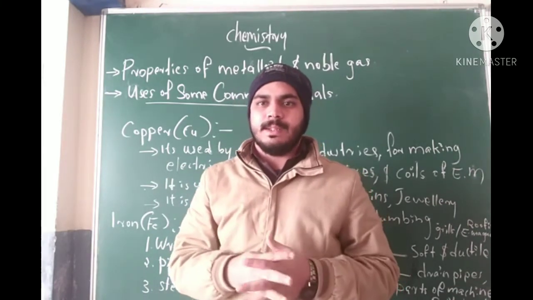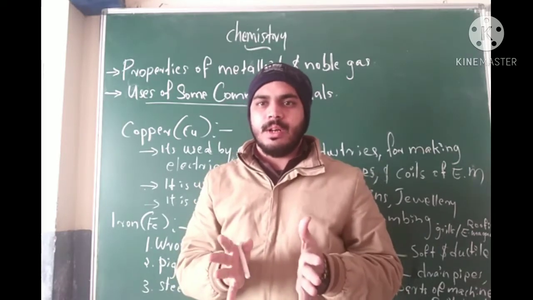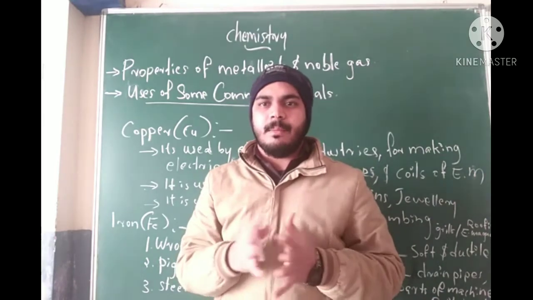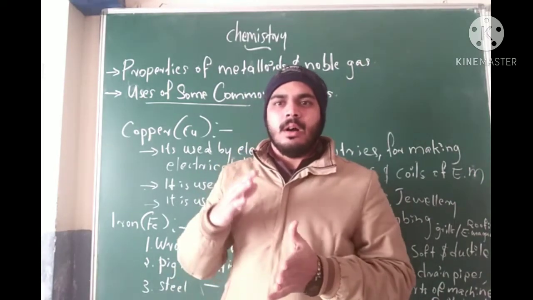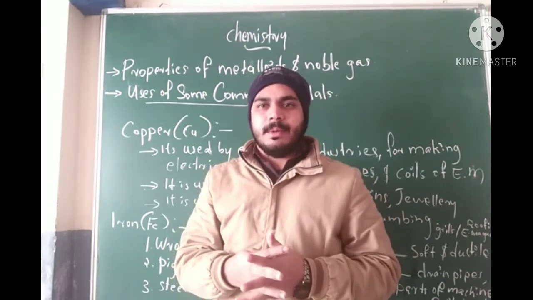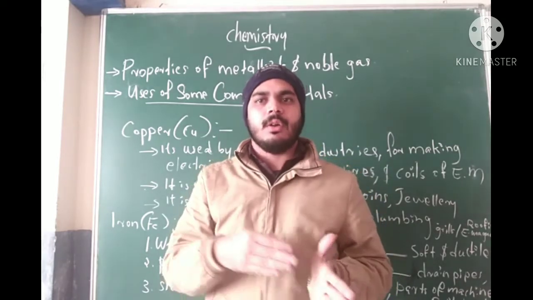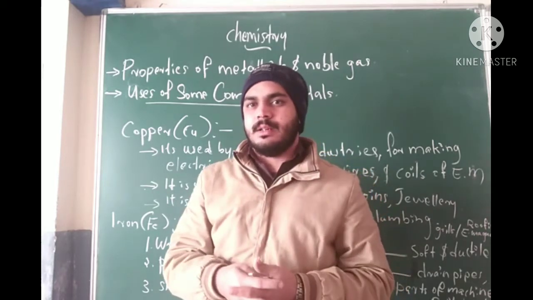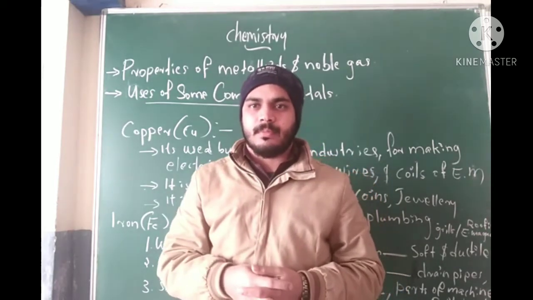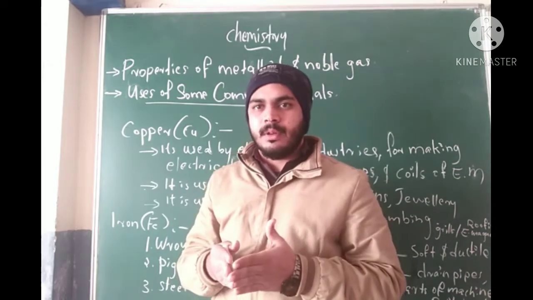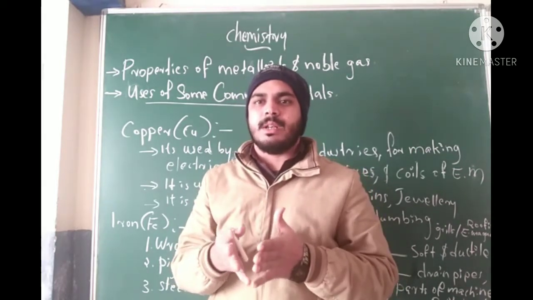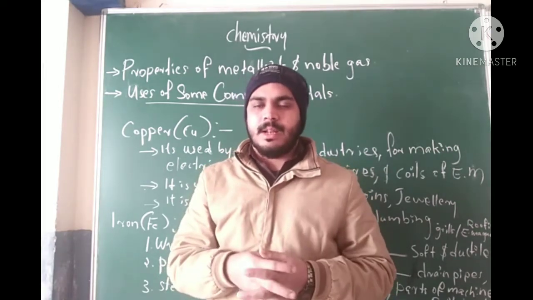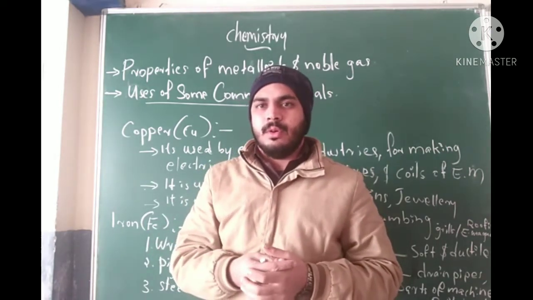It is a very new word, metalloid. Metalloid means some of the elements having two characters, metal and non-metal. Half of the metal character and half of the non-metal character is called metalloid. What is meant by metalloid? It has intermediate properties between metals and non-metals.